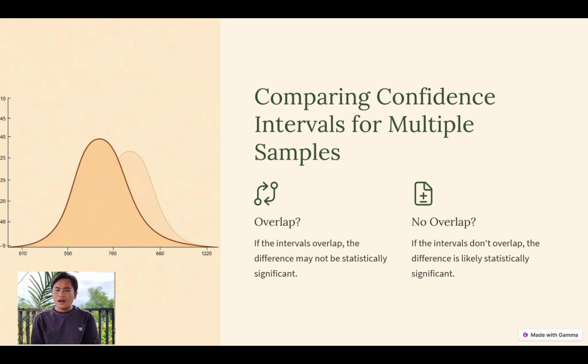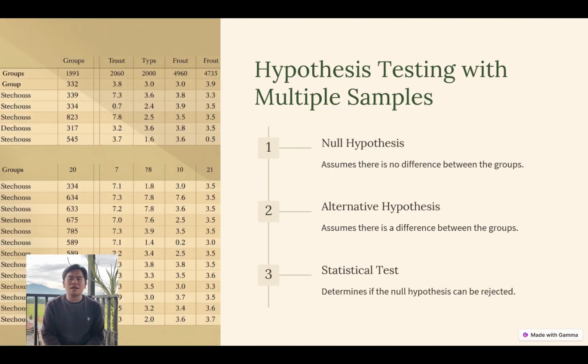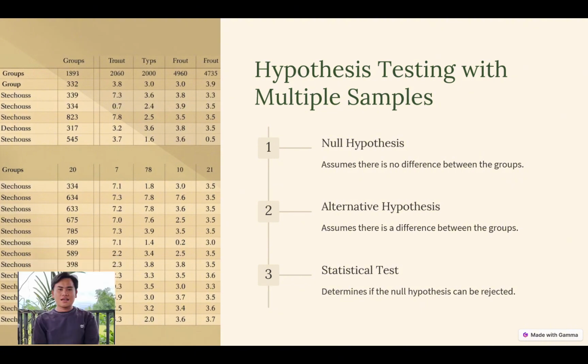Hypothesis testing with multiple samples. The null hypothesis assumes there is no difference between the groups. The alternative hypothesis assumes there's a difference between the groups. A statistical test determines if the null hypothesis can be rejected.